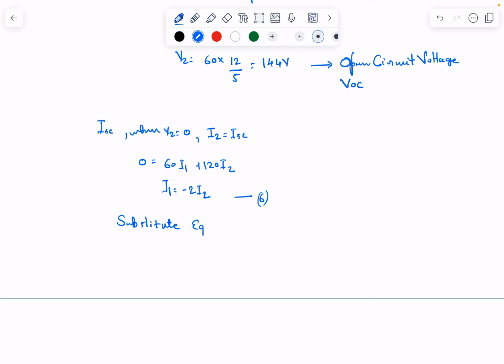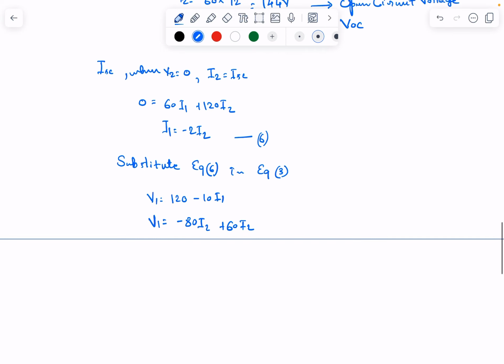Substitute equation 6 in equation number 3. Equation number 3 is what we found with KVL. V1 is equal to 120 minus 10I1, and I1 is minus 2I2. So V1 is equal to minus 80I2 plus 60I2. V1 will be equal to minus 20I2.